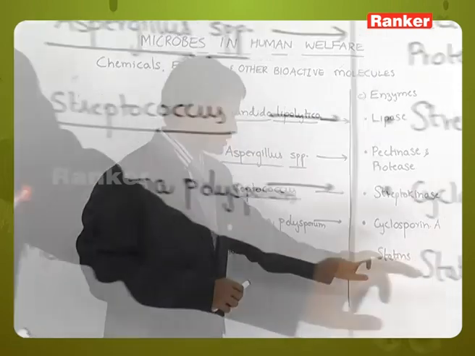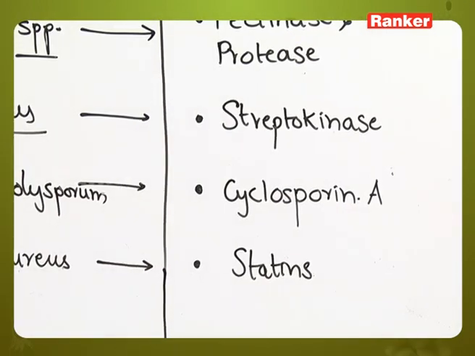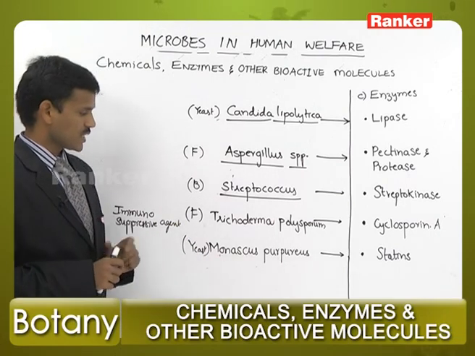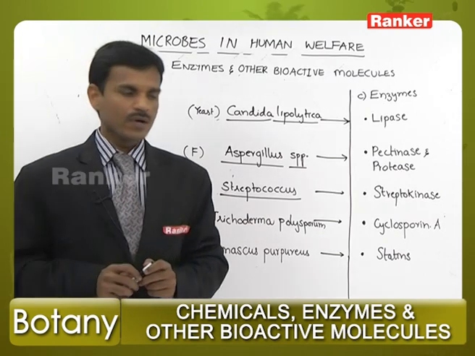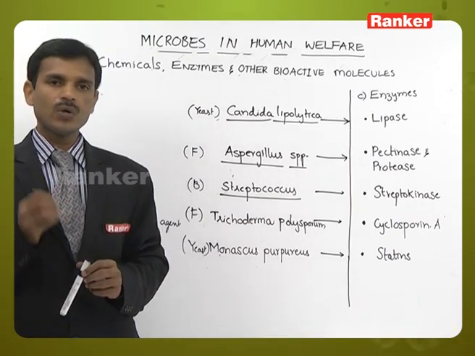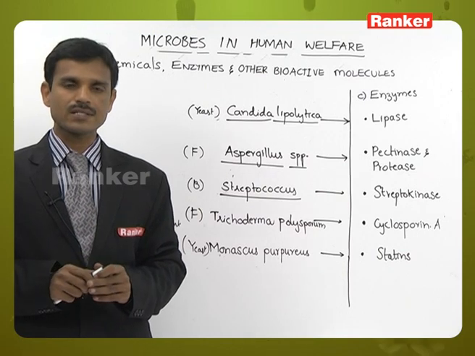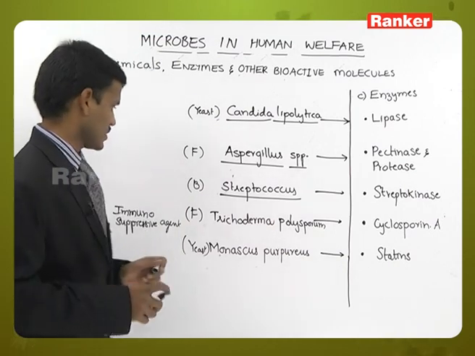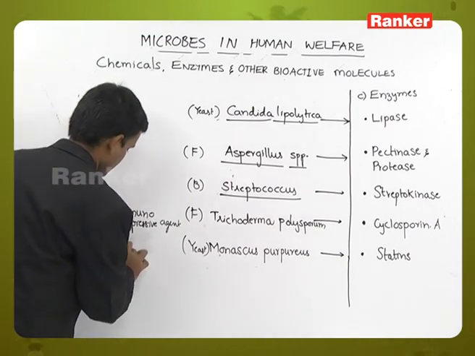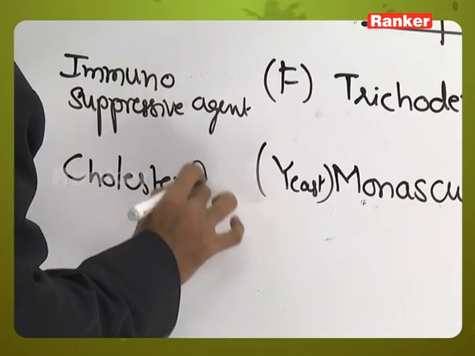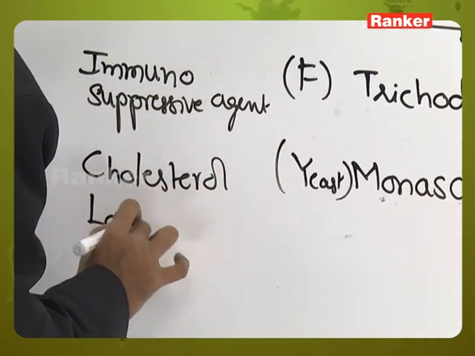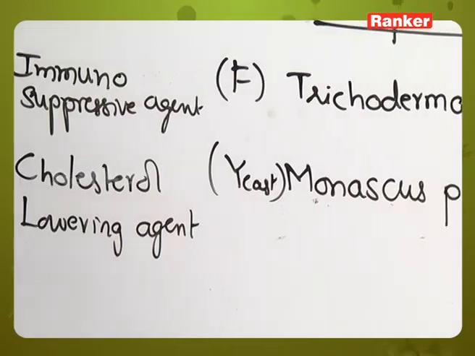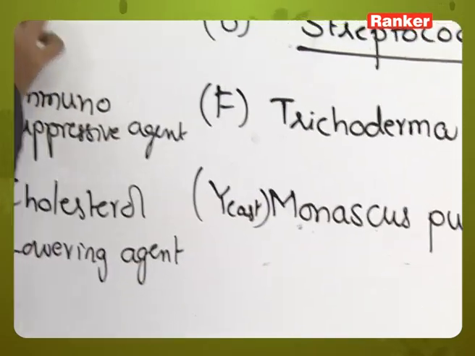Next, statins. The statins are also bioactive molecules. These bioactive molecules are extracted from Monascus purpureus, a yeast. And the statins generally lower or reduce the cholesterol content. So, it is a cholesterol lowering agent. Streptokinase is a clot buster.